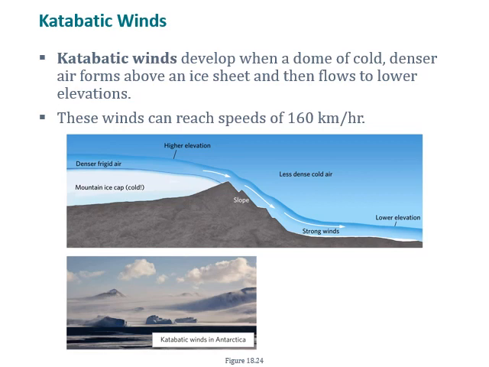Finally, we have katabatic winds. These develop when a dome of cold, denser air forms above an ice sheet and then flows into lower elevations. These winds can reach speeds of 160 kilometers an hour and really only occur in the areas where we have continental glaciation, in Antarctica and Greenland.